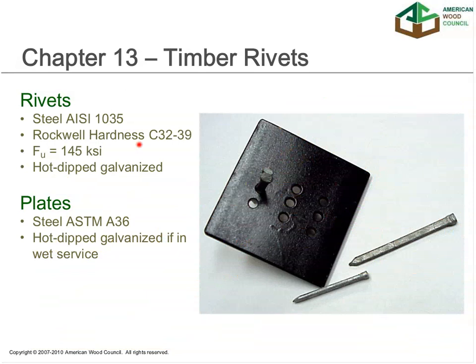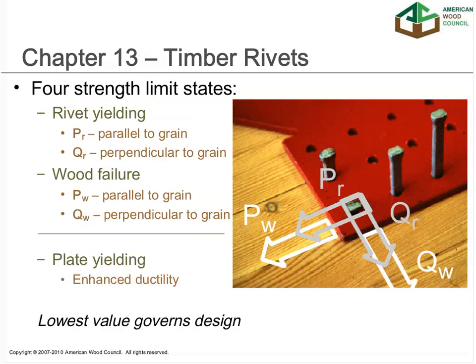The rivets are a high strength steel, AISI 1035 steel with an ultimate tensile capacity of 145 ksi. The plates are ASTM A36 plates, and the tolerances for those, as you can see here, are such that when the nails are driven into the holes of the steel plates, the top is mashed down to form a rivet type connection. It's a tight connection that creates a cantilever effect for the fastener itself.